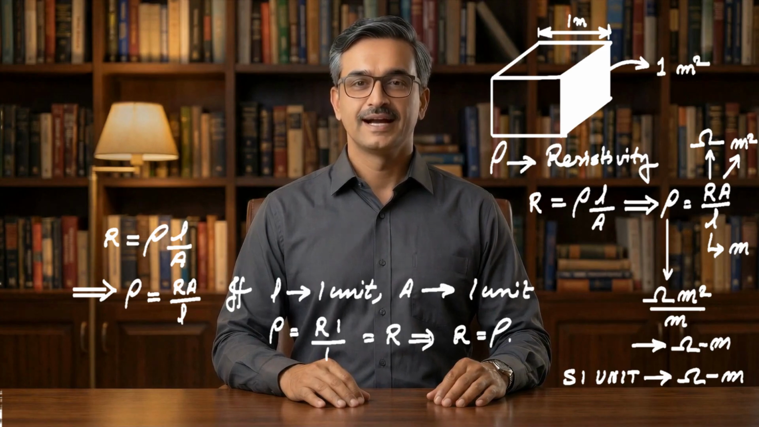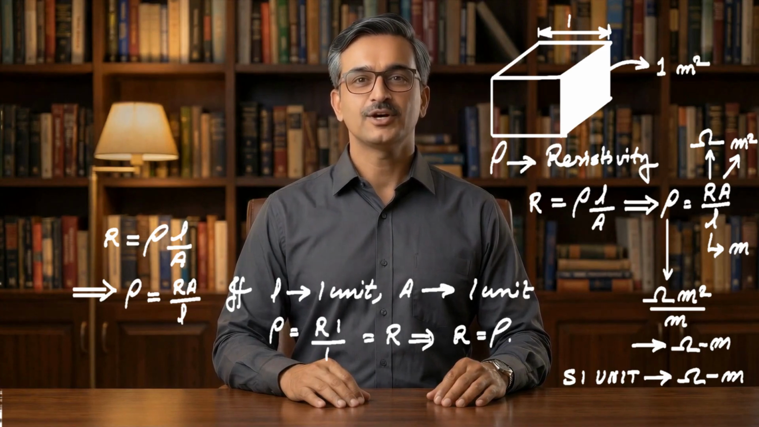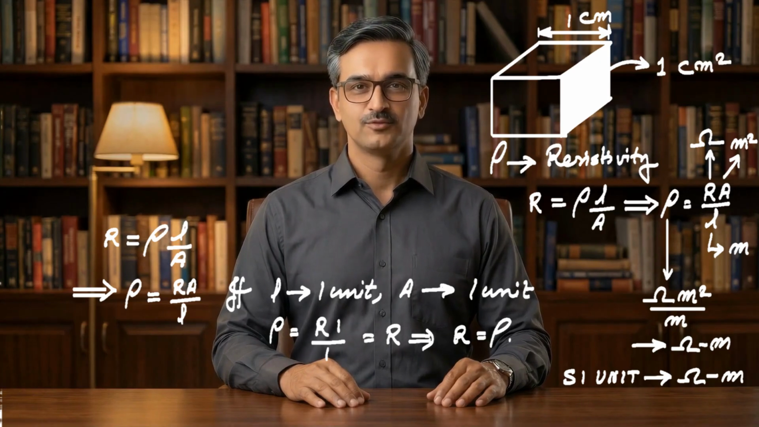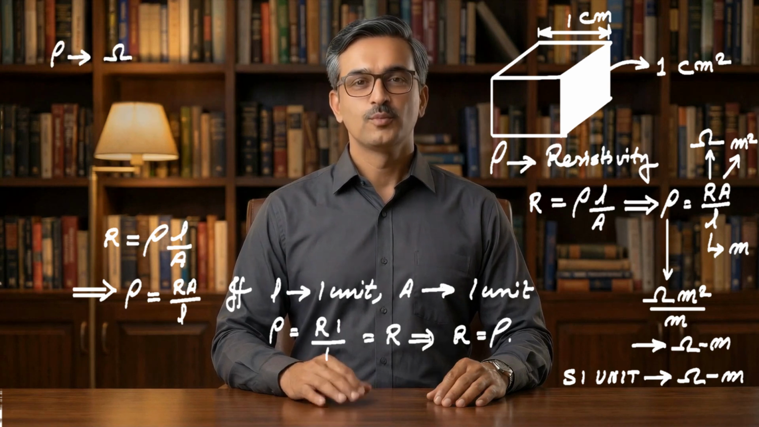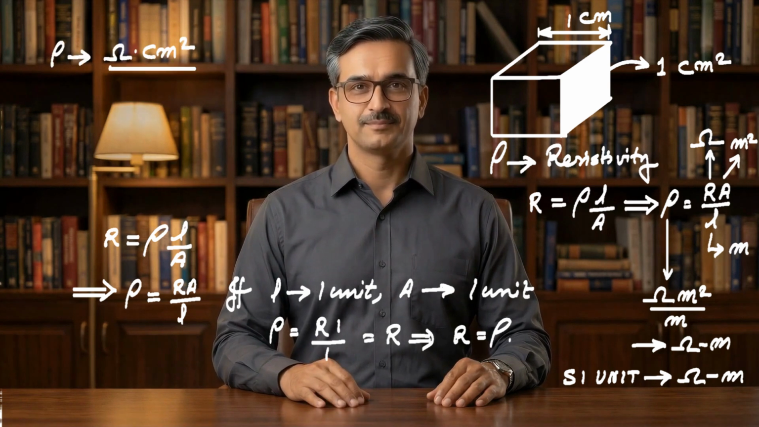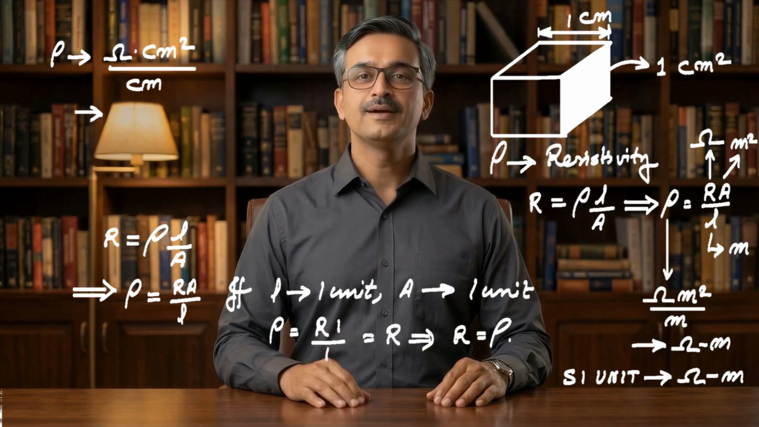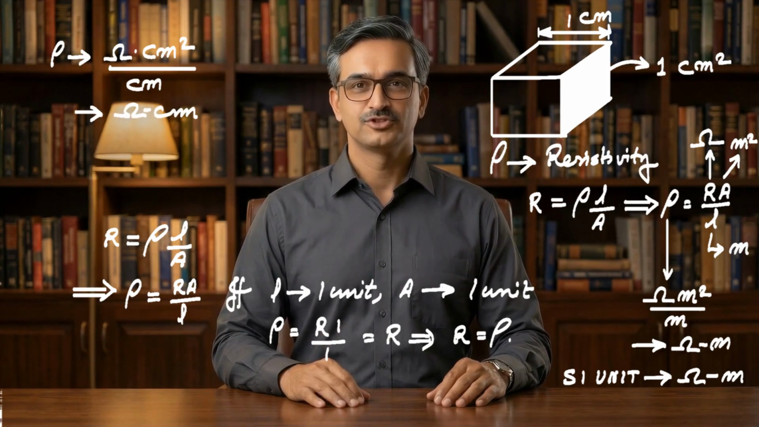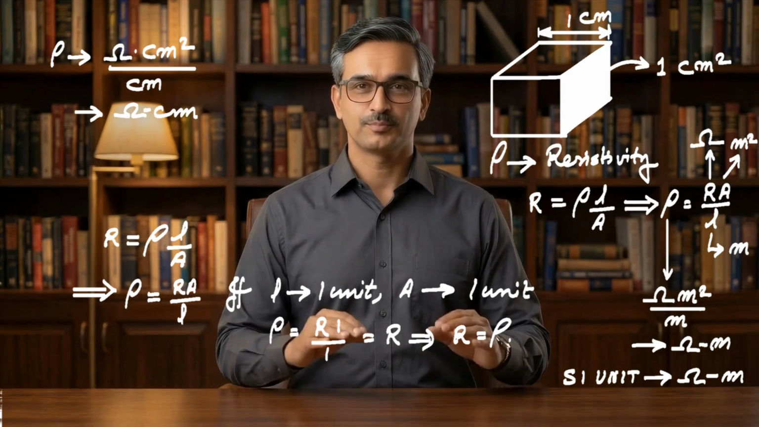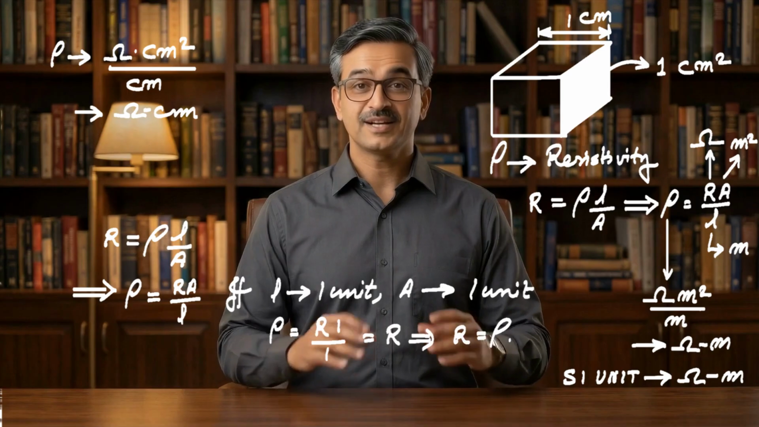Now let us take another case. If the length is measured in centimeter and the area is in centimeter square, then what will be the unit? Same logic. Rho equals ohm into centimeter square divided by centimeter. So it becomes ohm centimeter. So depending on the unit system, resistivity can be expressed as ohm meter or ohm centimeter.